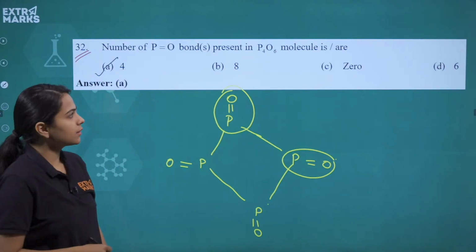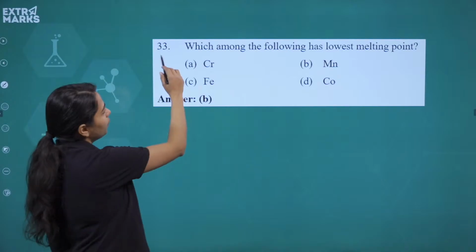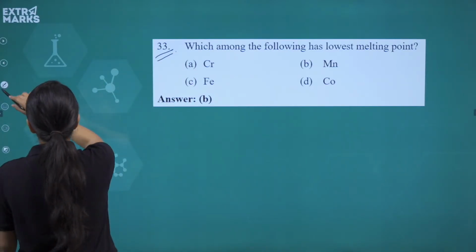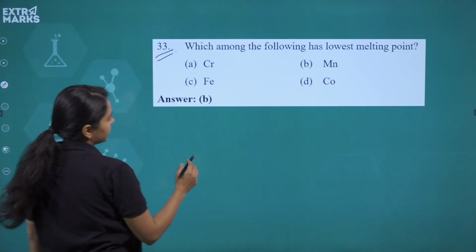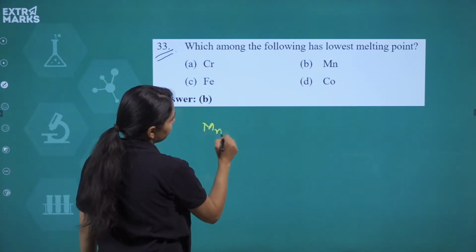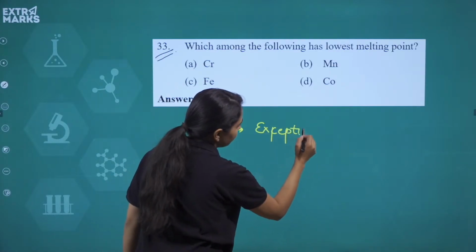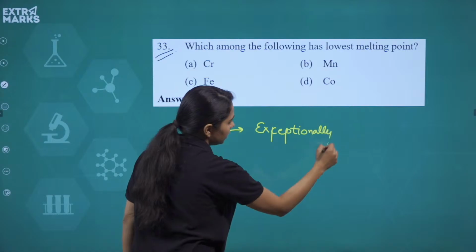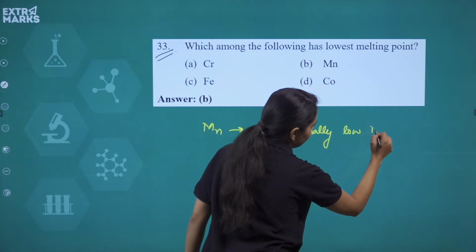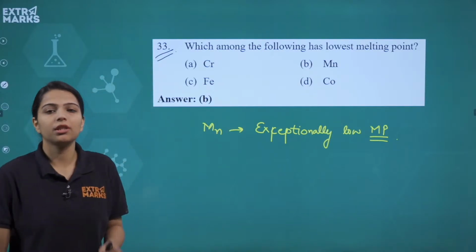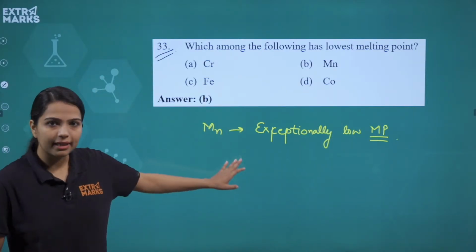Alright, next question, number 33. Which among the following has the lowest melting point? Now this is from D and F block elements, lowest melting point is asked. So you know that manganese is having an exceptionally low melting point. Exceptionally low melting point is there, right? If we are having the exceptionally low melting point for manganese, why is it so?